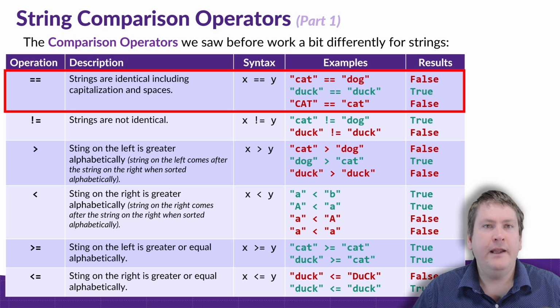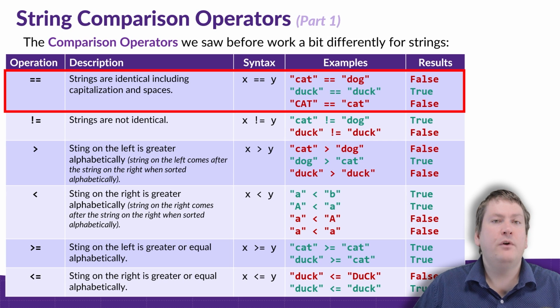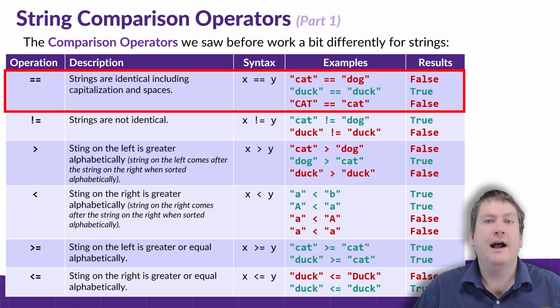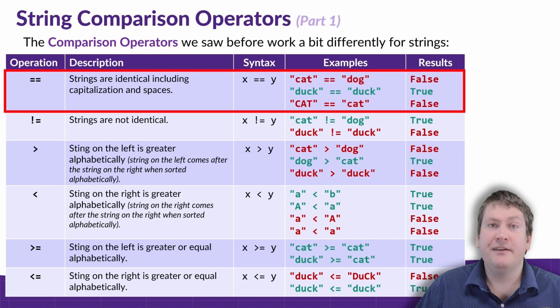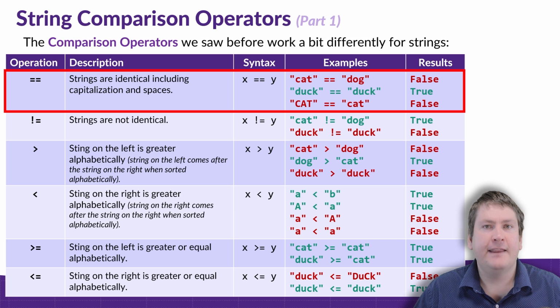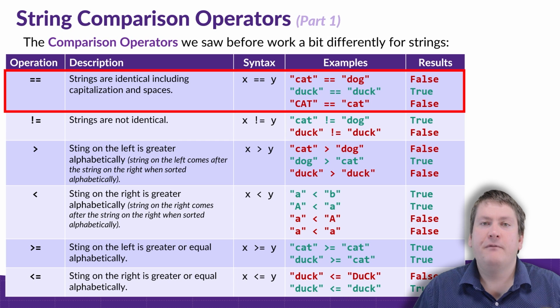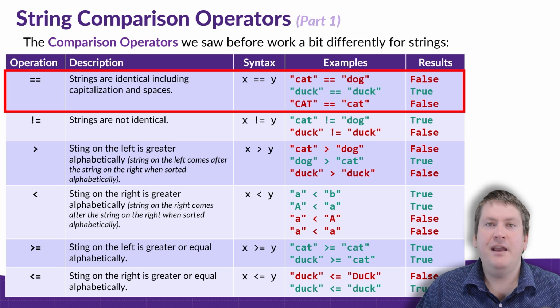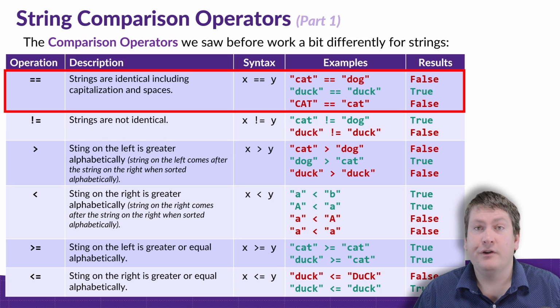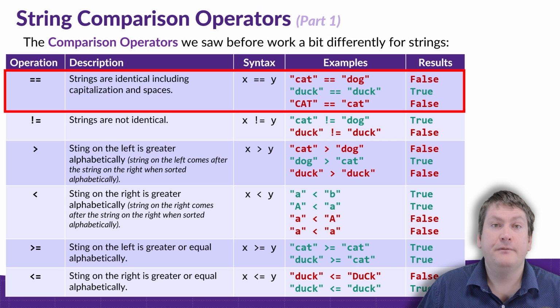So for equality, that's the two equals signs put together, it returns true if they're equal, but equal in this case means that these strings have to be identical, including capitalization, spaces, and anything like that. So if the strings are spelled differently at all, they have different capitalization, they have an extra space, or an extra punctuation mark, then they're not going to be considered equal. For example, cat in all uppercase is not equal to cat in all lowercase. That's going to return false.